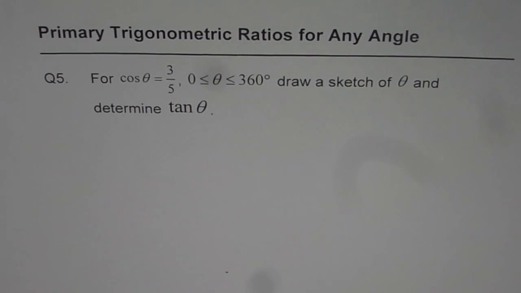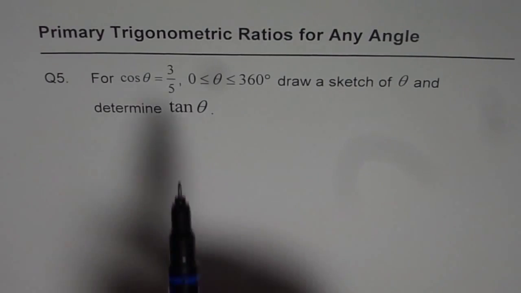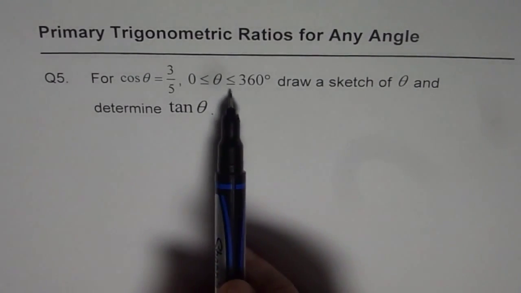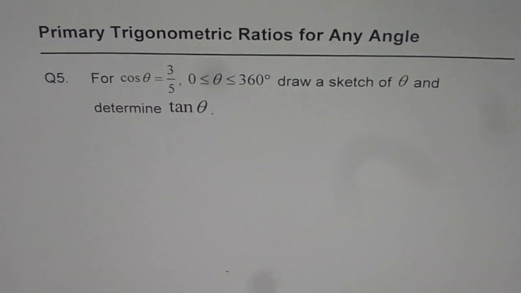Let's move on with primary trigonometric ratios for any angle. Here is question number 5. For cosine theta equals 3 over 5, where theta is greater than or equal to 0 and less than or equal to 360 degrees, draw a sketch of theta and determine tan theta. I'm Anil Kumar, and this one is actually a thinking and communication question for you.